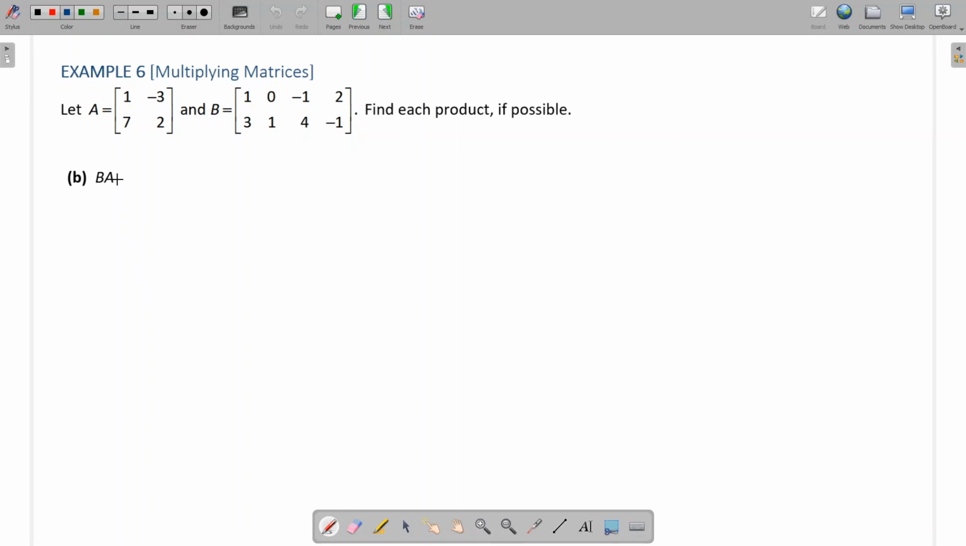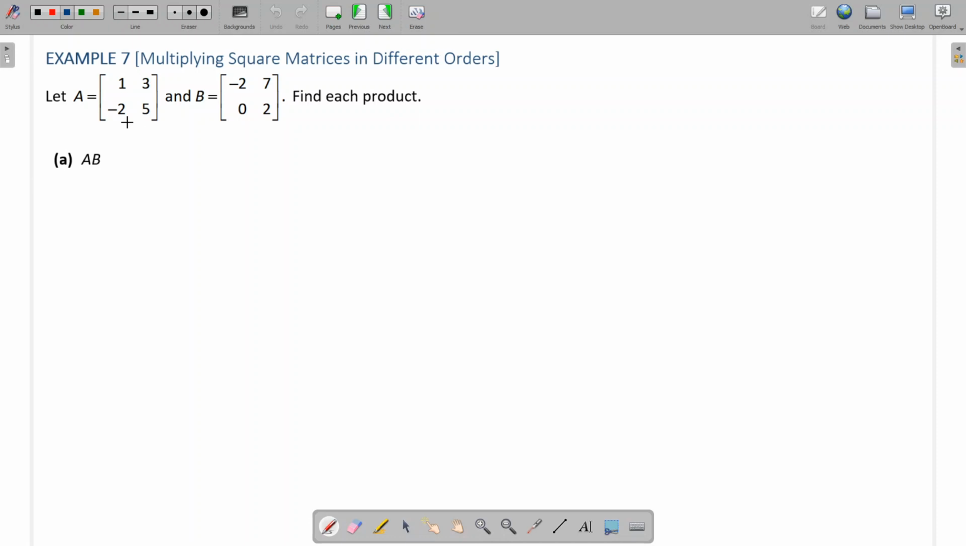Alright, what about the other product? What if we want to do B times A? Well, the dimensions of B is 2 by 4. The dimensions of A is 2 by 2. And these do not match. So that means that product is not possible. It's undefined. There's no way to actually do that product.